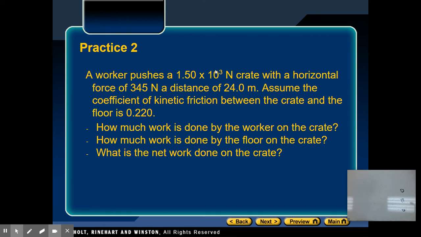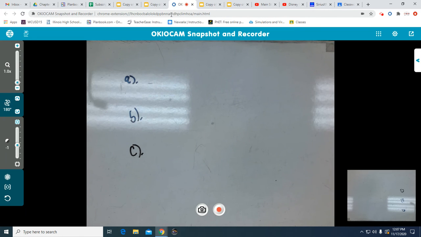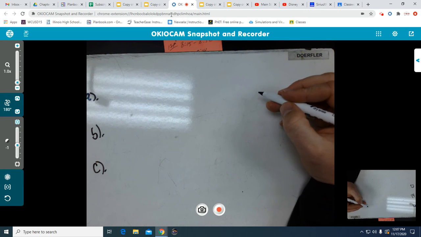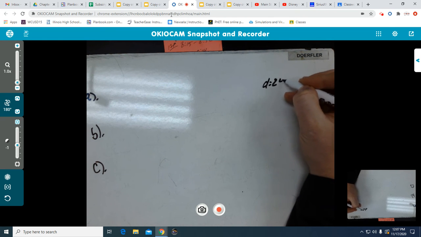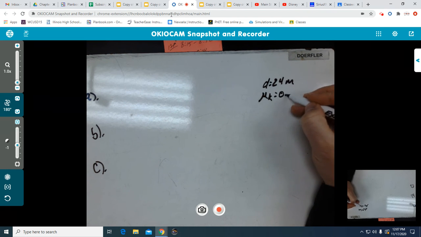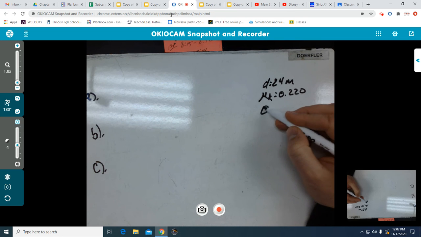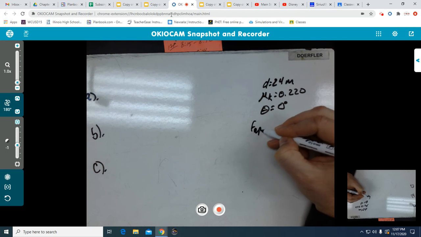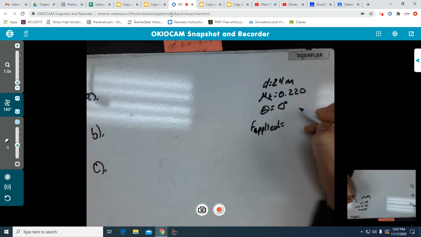We know that our displacement is 24 meters. We know that our coefficient of kinetic friction, our mu k, is 0.220. And our theta is actually going to be 0 degrees because it says it's along the floor or across the floor. So it's going to be 0. We know that we have a force applied of 345 newtons.